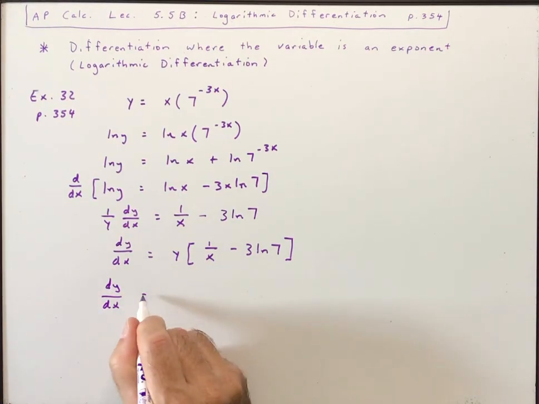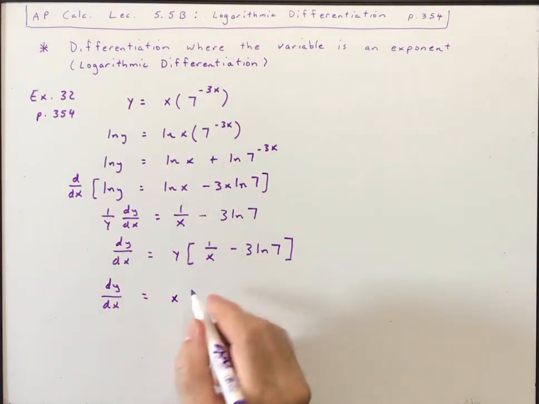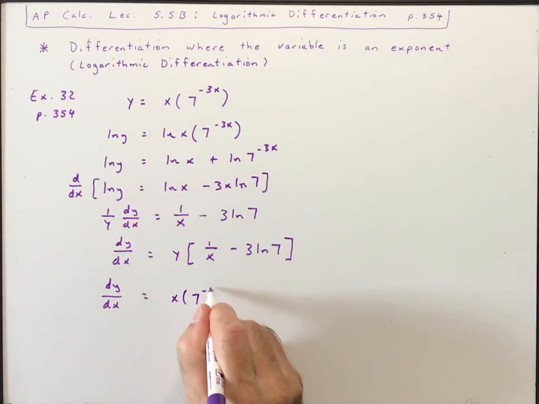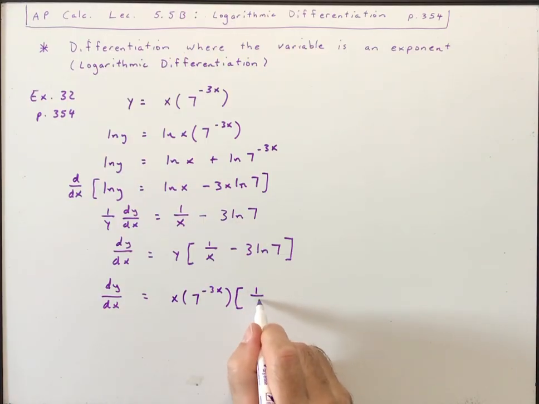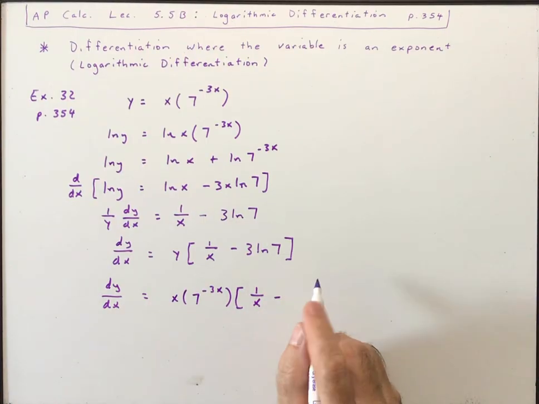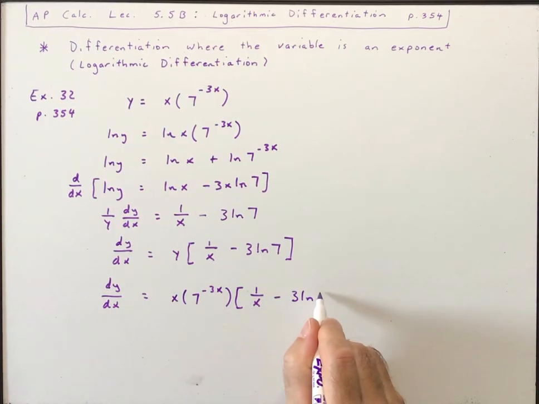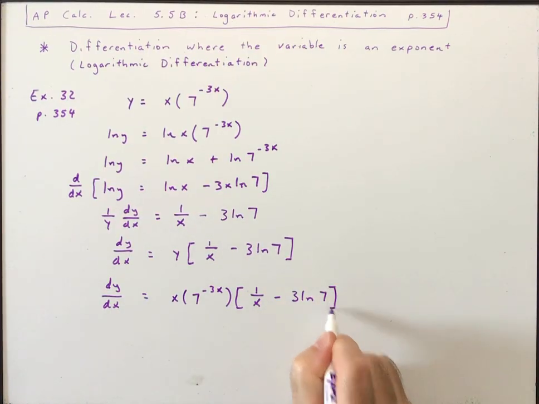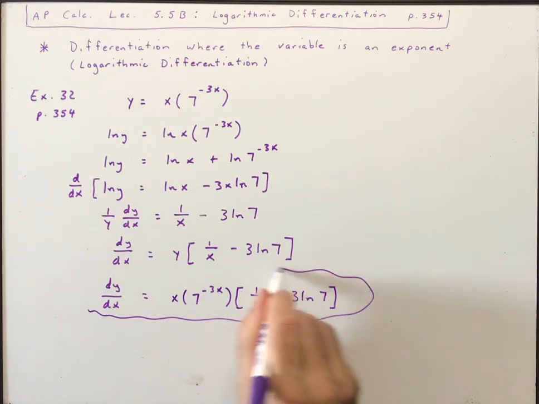Dy dx is equal to, substituting for y by going back to the original equation, x times 7 to the minus 3x times 1 over x minus 3 natural log 7. Now this is the answer that would be on my test as one of the multiple choice options.